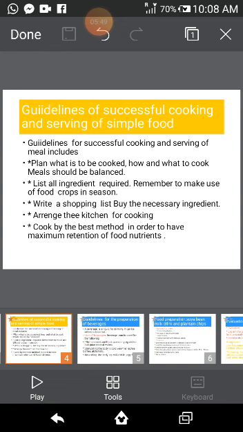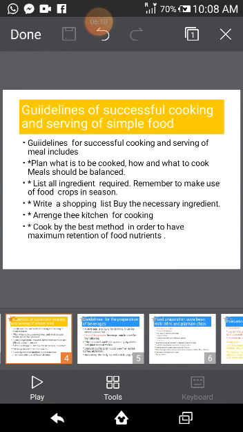When we are talking about a balanced meal, we are talking about food that contains all the food nutrients in equal proportion. There must be carbohydrates, protein, vitamins, minerals, fats and oil, so that they can give the body what the body needs.